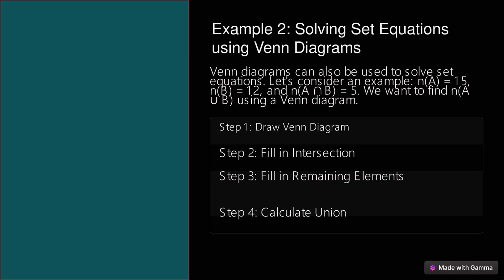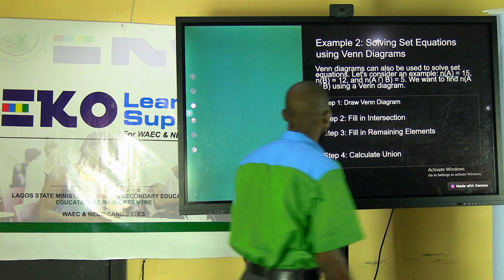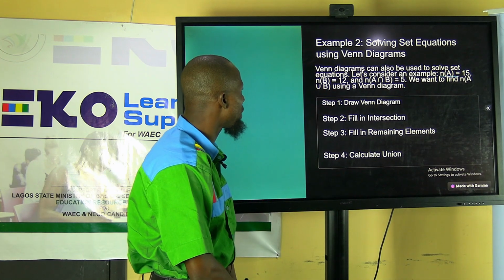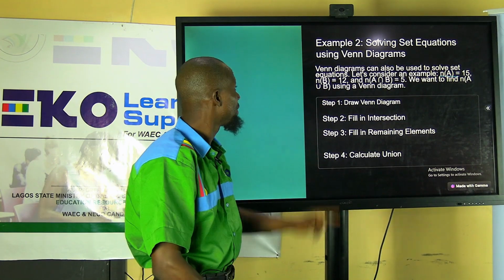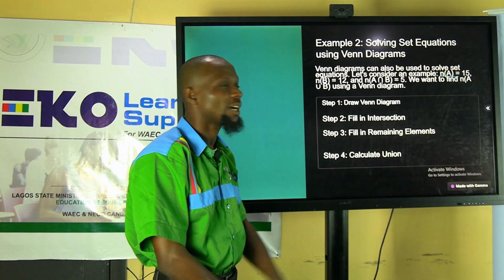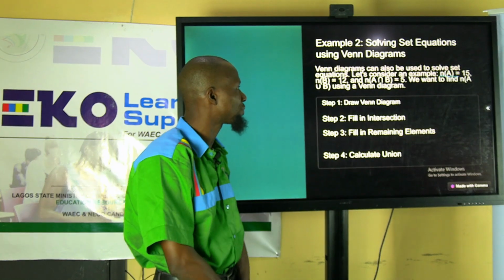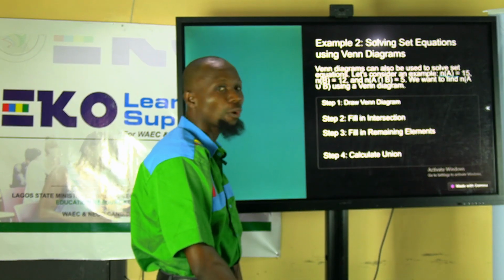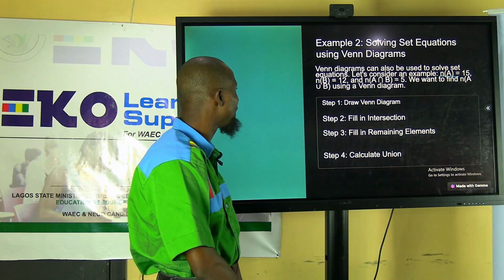Question 2. The same question, but here it has been done in cardinality. Number of A is 15, cardinality of B is 12, and cardinality of A intersection B is 5. So we want to find the number of A union B using a Venn diagram.